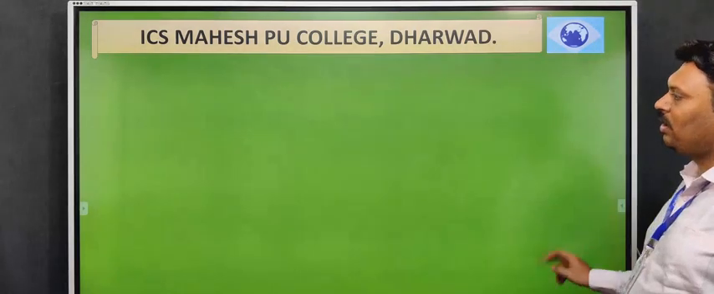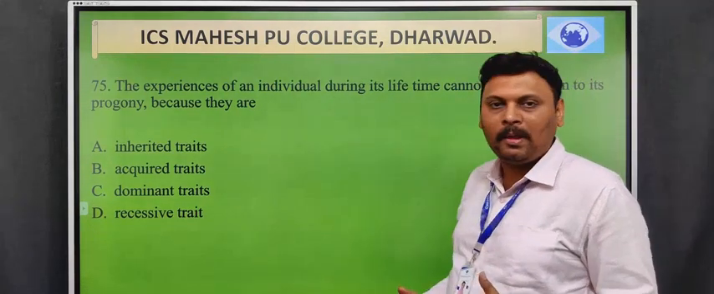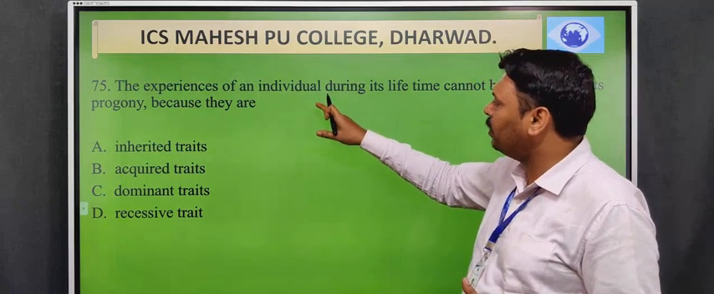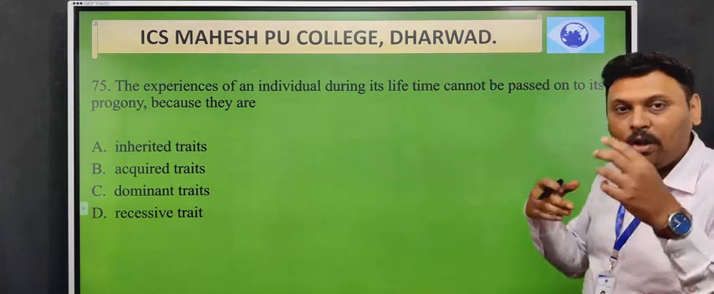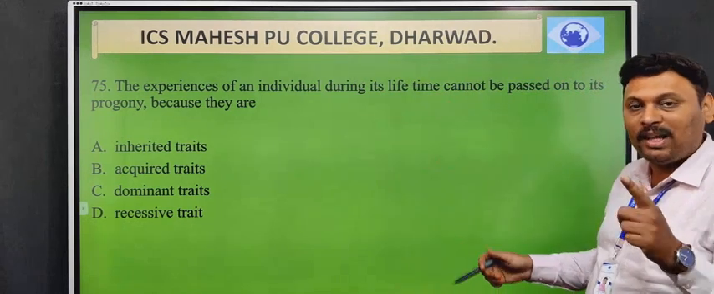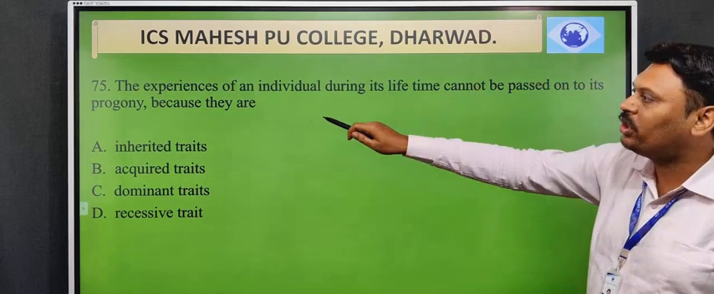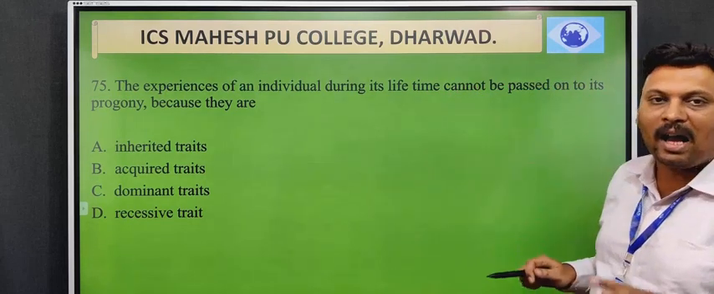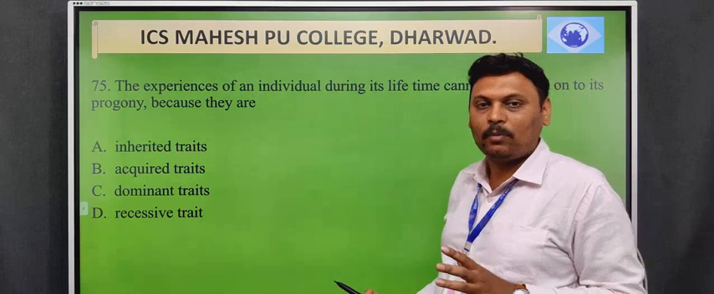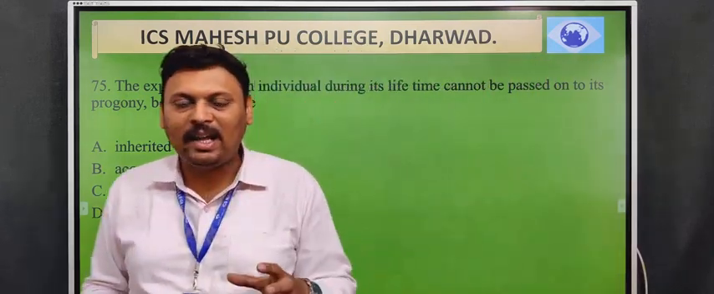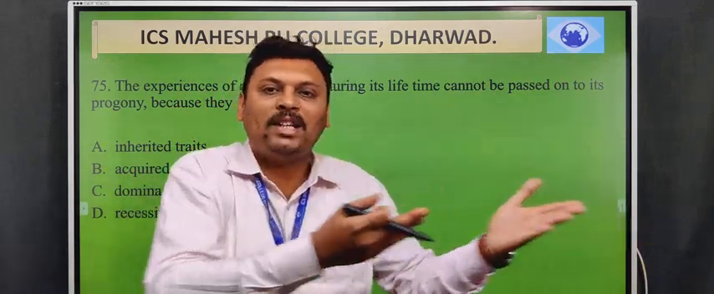Then coming to the next question, the 75th question. The experiences of an individual during its lifetime, of any organism, humans also, cannot be passed on to its progeny because they are which kind of heritable traits? What they are asking here is regarding the experiences present in our body, which cannot be transferred to our next generation.